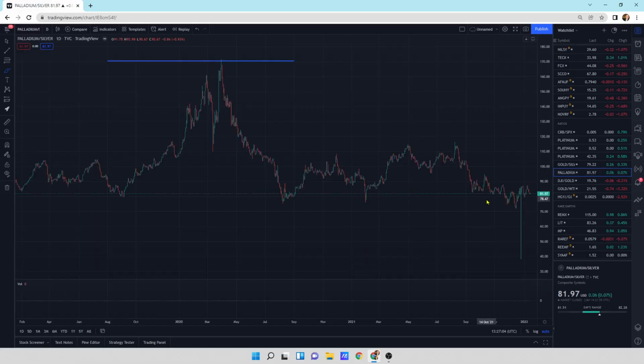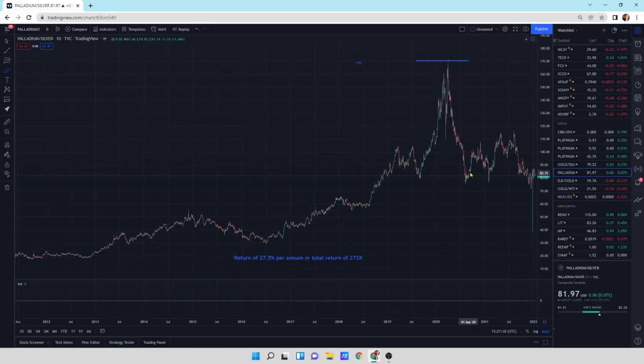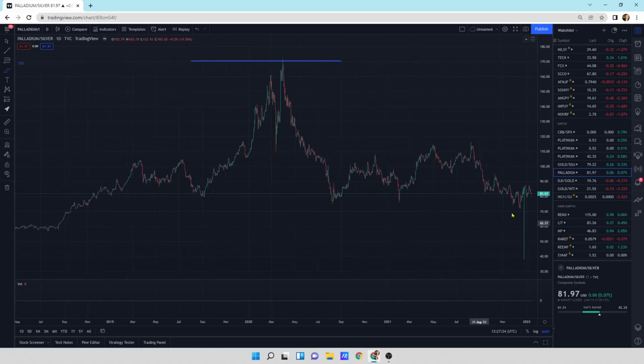The palladium to silver ratio, silver's outperforming palladium. Palladium made a peak at about 170 ounces. So one ounce palladium, 170 ounces silver, and we're back down to 82 roughly. And this looks like a shoulder that's about to break to the downside. That's what it looks like, and compress.